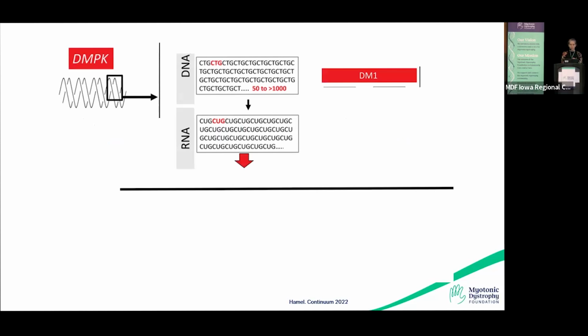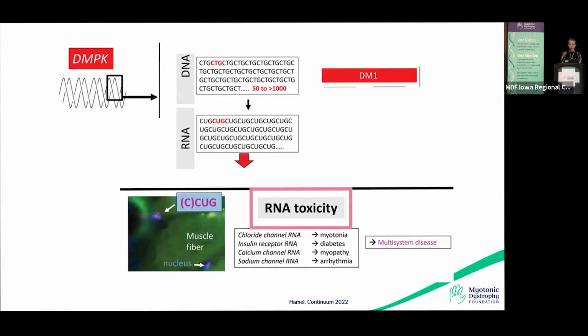So with DM1, there's going to be anywhere from 50 to thousands of these repeats. And like we talked about, that DNA needs to get transcribed into RNA. So that does happen with all of these repeats, but this is where the problem lies. Those repeats, instead of making the RNA that we can then move into a protein, that RNA is not what it should be, and it becomes toxic.